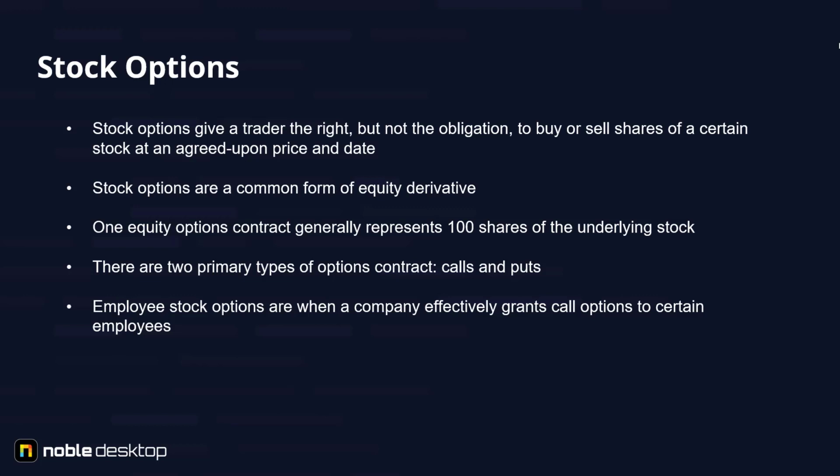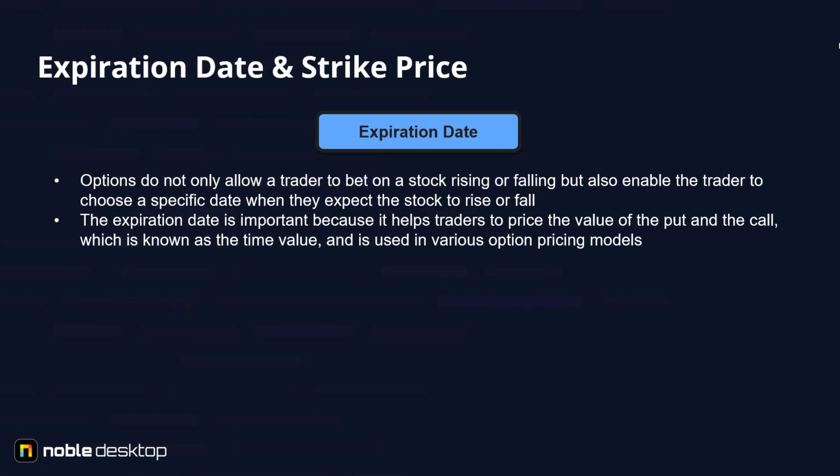One equity options contract generally represents 100 shares of the underlying stock. There are two primary types of options contract: calls and puts. Employee stock options are when a company effectively grants call options to certain employees.